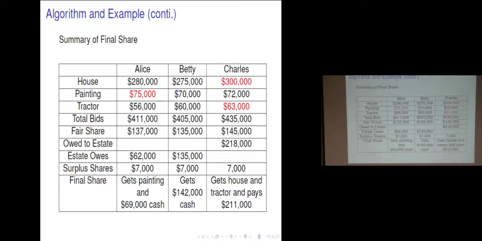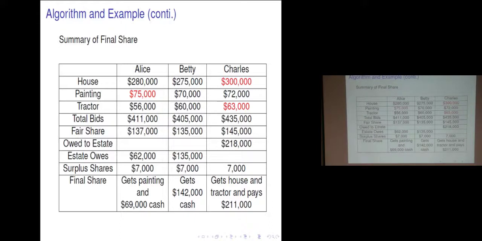So the final share is this. Alice will get the painting, together with, after the calculation, 69,000 in cash. And Betty gets none of the three items, but she'll get lots of money. She'll get this amount of money returned to her. And Charles will get the house and the third item, but he has to pay the price. He has to pay the total amount of 211,000. That was determined by this number minus the 7,000. So that's the final settlement. So this is the algorithm using the example.